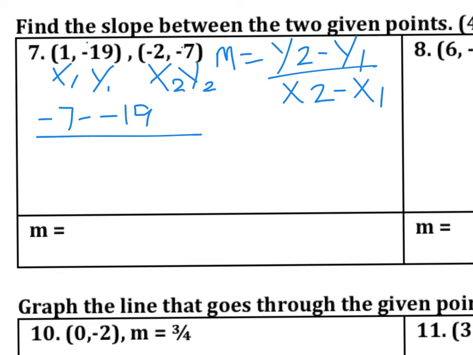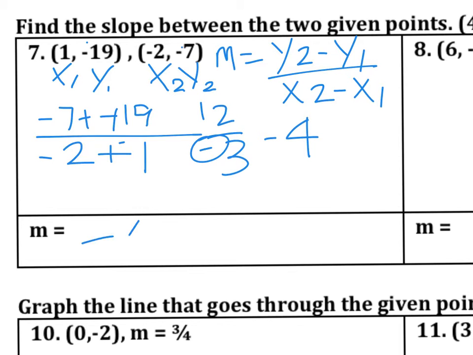All right, so now we're looking at x2, which is negative 2, minus x1 of 1, so this is going to be, keep flip change, it's going to turn into two positives. So 19 minus 7 is going to give us 12. And negative 2 minus 1 is going to give us a negative 3. So that's going to reduce. 3 is going to go into 12 4 times, and 3 goes into itself 1 time. So the slope is going to be a negative 4.